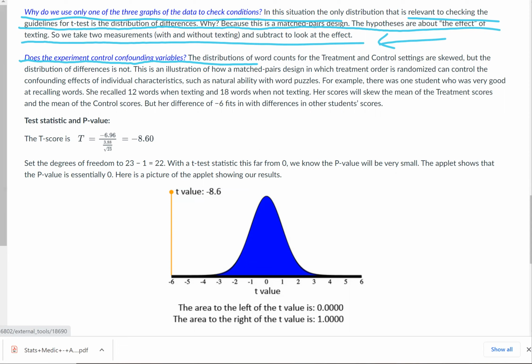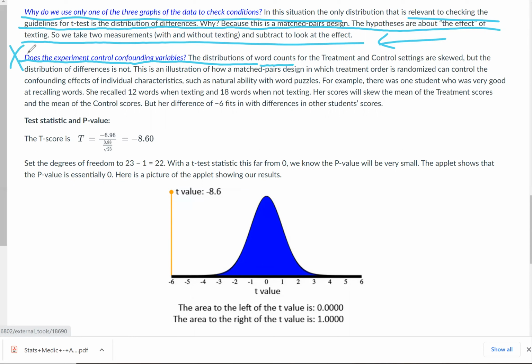So that's why in this particular research problem, I don't care about how many words. Notice there are no numbers that talk about how many words anybody remembered. It was more just how many more does someone remember if they're not texting versus if they are? That's why we only look at differences, because that's really all we care about in this situation. But the next question was, does the experiment control confounding variables?